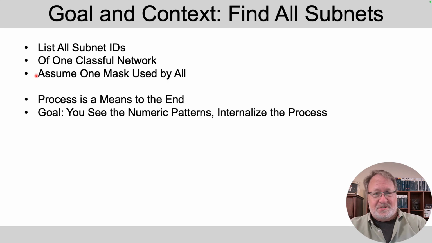Now, the process I describe here, I don't care if you memorize it forever. It is a means to an end. What I want you to do with this process is see the numeric patterns, so that over time, with practice, you'll get to the point where you see a network and you see the one mask that's used, and you'll immediately see the pattern. You'll see that all subnet IDs increment by 8 or 16 or 32 or whatever, and mentally see the subnets, and it's not a big deal, and you won't remember the scaffolding I put around the process to make it work and help you learn it, all right?